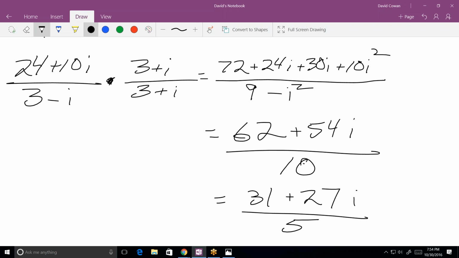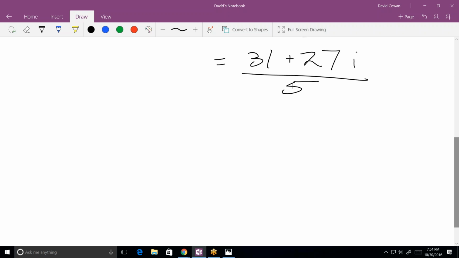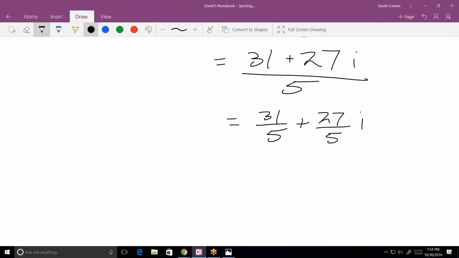And then if I had to put that into a plus bi format, I'm getting you a little ahead of the game here, because I'm sure you'll have to do that at some point. It would be 31 over 5, that's a, plus 27 over 5, that's b, times i. And then I cannot simplify either of those. If I could, I would.